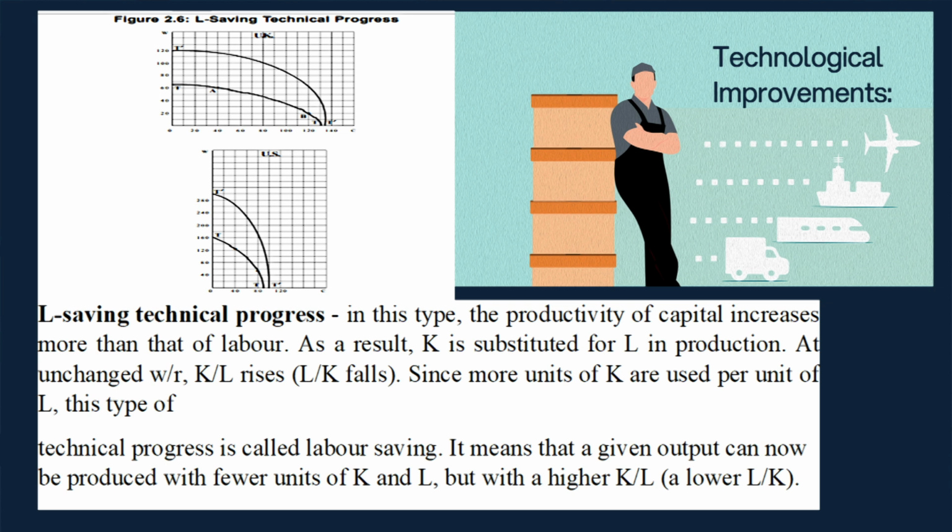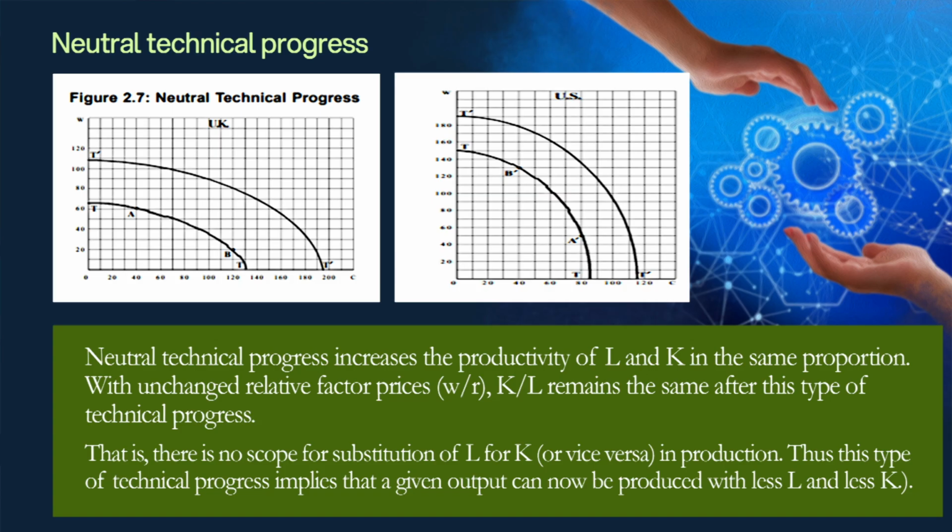You can see from the diagram, the differences are visible. Progress. It increases the productivity of labor and capital in the same proportion. So with unchanged relative factor prices, the capital-labor ratio remains the same after this type of technical progress.